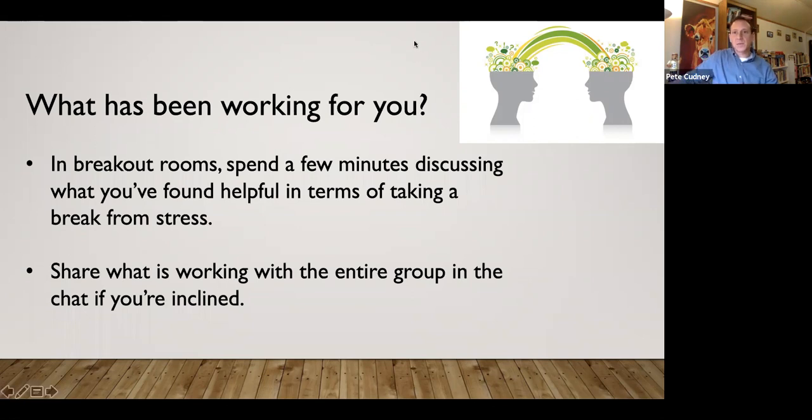Okay, so let me stop my screen share here. And there's my breakout rooms under more. Okay, so we have 66 participants. So let's do 13 breakout rooms. Okay, so I'm going to click a button and then you'll click join, and then you'll be in with those folks. Introduce yourselves and share what you're finding is helpful to take a break from the stress.